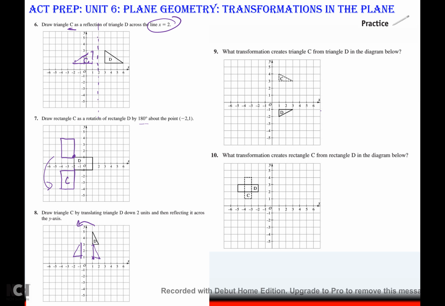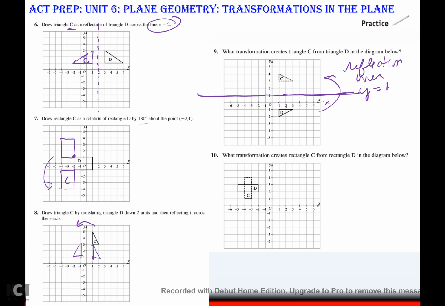Okay, number 9, what transformation creates triangle C from triangle D in the diagram below? Well, they obviously reflected it up, but it didn't reflect over x, because there's this much distance here and that much distance there. So you've got to find the halfway point. Well, there's 1, 2, 3, 4 lines between them, so 2 in between each one would be right there. So this would be a reflection over this line, which is y equals 1.